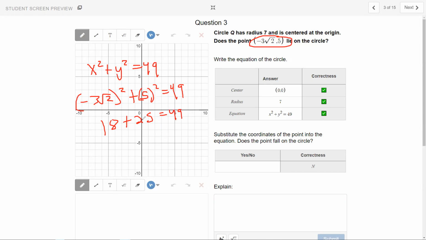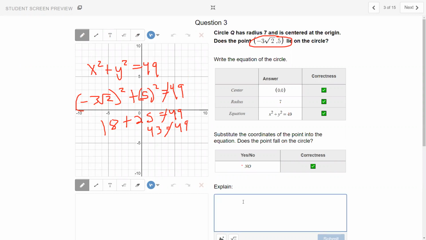Right, 18 plus 25 is 43. 43 equals 49. That is not true. And since it's not true, the point does not lie on the circle. So we're going to say no. Right? 43 does not equal 49.